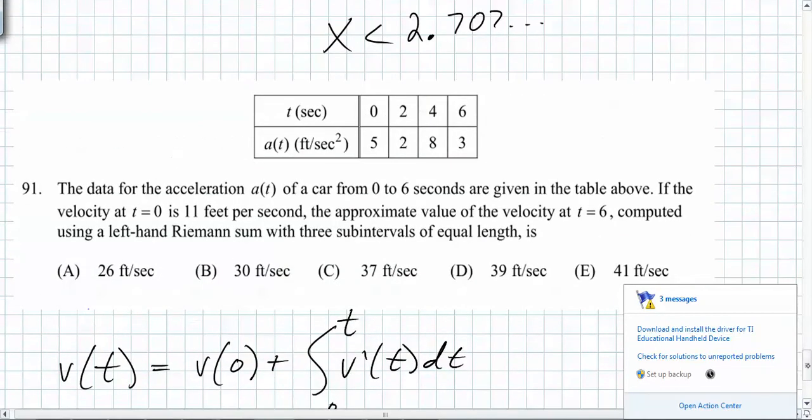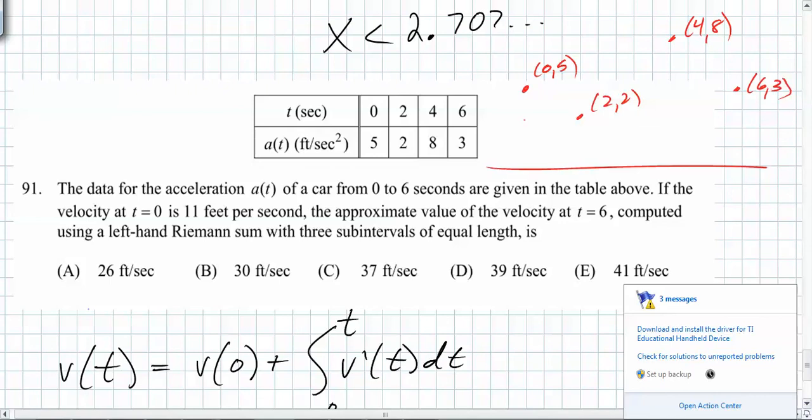So what I do in my head is I just need to actually see a picture of this, right? So here's 0, 5. Here's 2, 2. Here's 4, 8. And here is 6, 3, okay? And here's the x-axis. So you're using the left hand of each of these dividers, so you have that division from 0 to 6. So what's the height of the first one? 5. So you have 5 right there, and then it's less of a trapezoid and more like this, right?